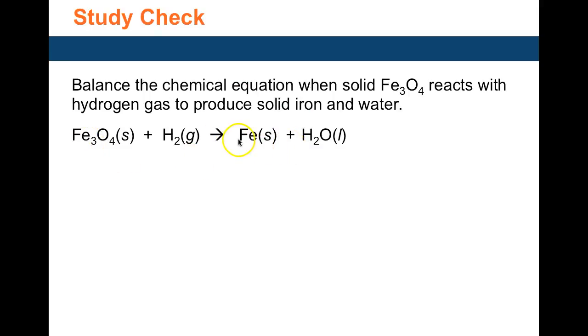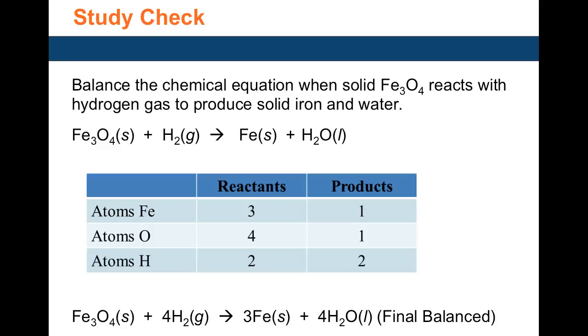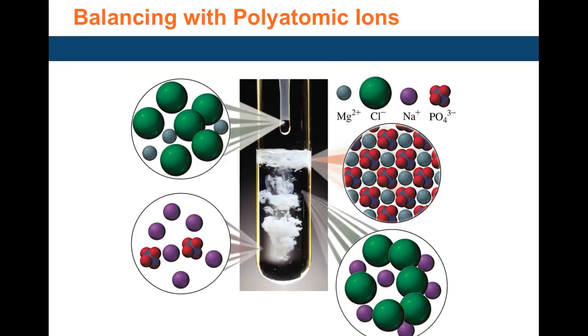So you need a 3 here, you need a 4 in front of the water. That means you would need a 4 in front of the hydrogen as well. So Fe3O4 plus 4H2 giving you 3Fe plus 4H2O. That's the final balanced reaction.